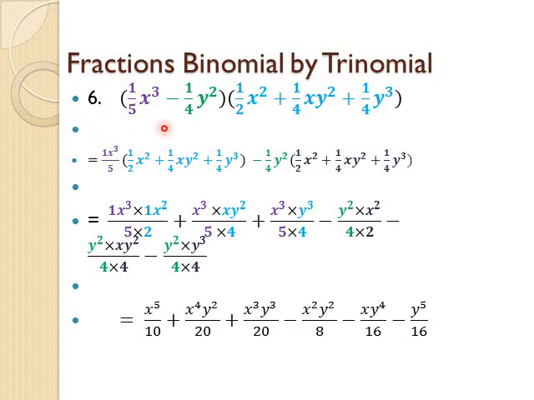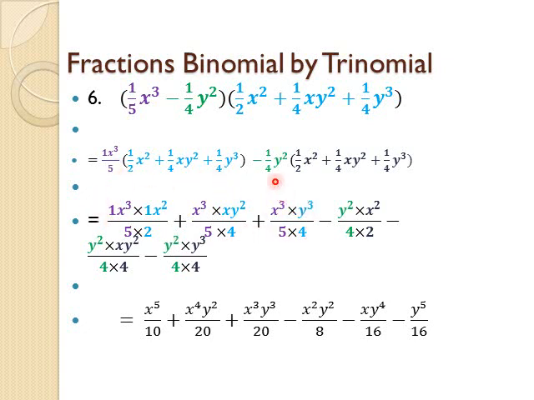Alright. Now binomial by trinomial, this is just more complex. Alright. So first term times all 3 terms. Last term times all 3 terms. Alright, so x cubed goes on top, right, times 1. So there, 1x cubed times 1x squared, 5 times 2 at the bottom. 1x cubed times 1xy squared, 5 times 4 at the bottom. 1x cubed times 1y cubed, there, and then 4 times 5 at the bottom.